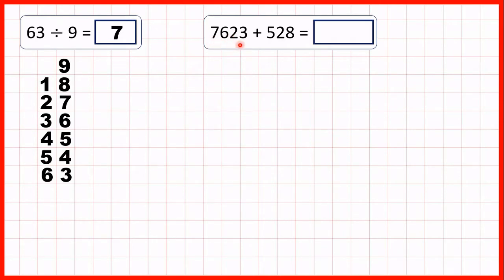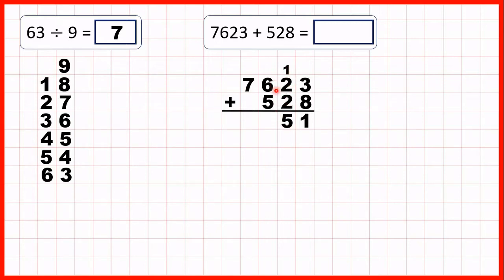Now 7,623 plus 528. So we need to write this out as a column addition, and it's really important that we make sure that our place values are lined up. So we need to line it up on the right hand side so that we have our ones, tens, hundreds and thousands columns lined up as well. Now 3 plus 8 is 11, so 1, 1. 1 plus 2 is 3. 6 plus 5 is 11, so 1, 1. And 1 plus 7 plus nothing is 8. So our answer is 8,151.